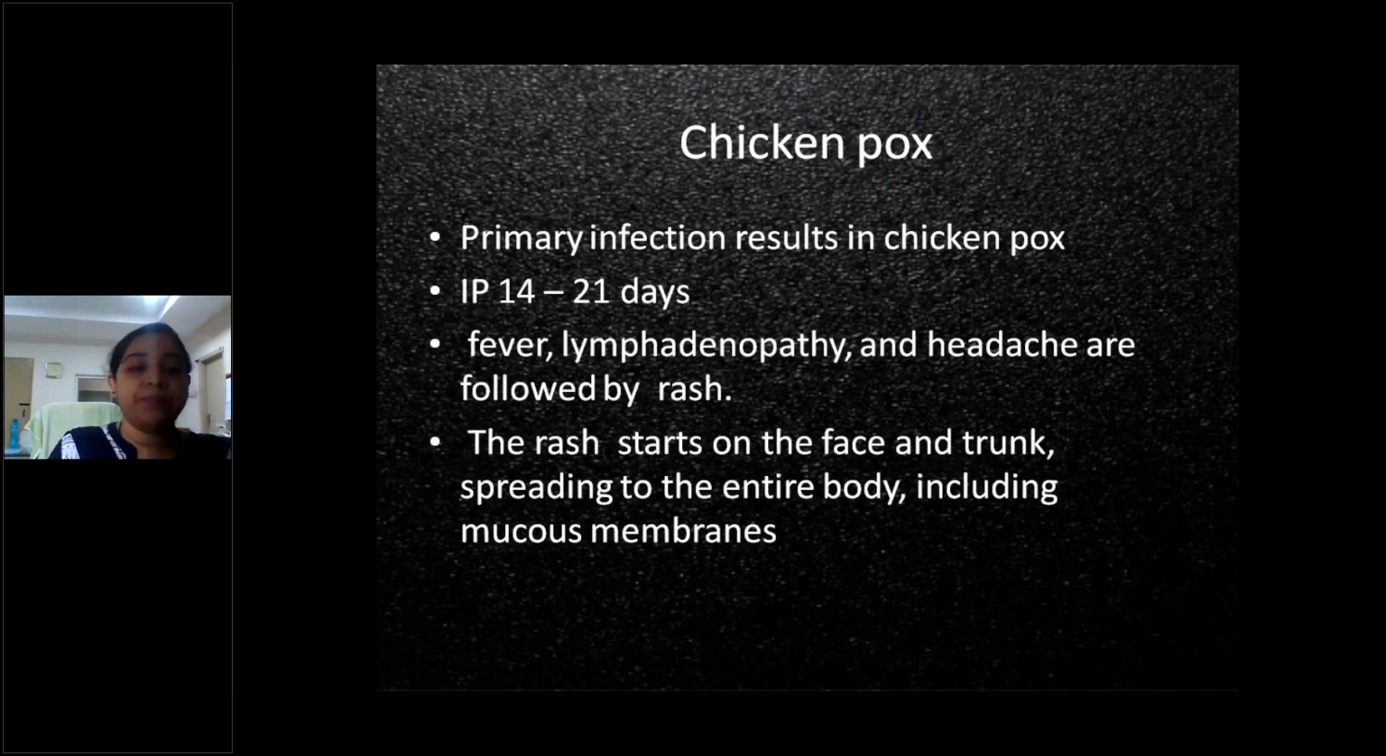Chickenpox. Chickenpox is a primary infection with varicella zoster virus. Incubation period is 14 to 21 days. It is characterized by fever, lymphadenopathy, and headache, followed by rash. The rash starts on the face and trunk, spreading to the entire body, including mucous membranes.